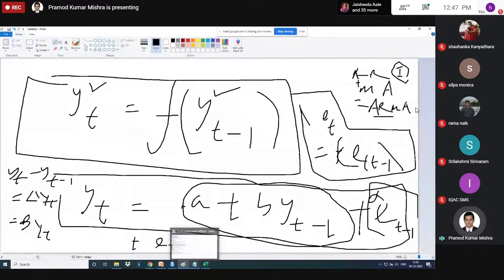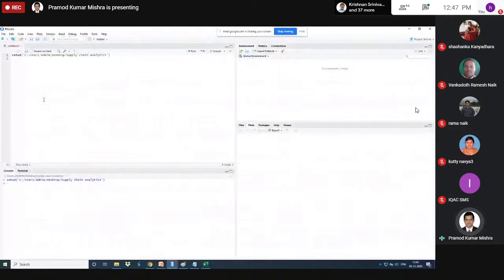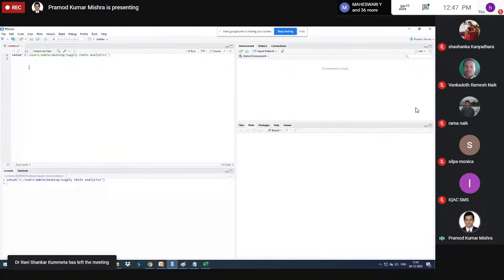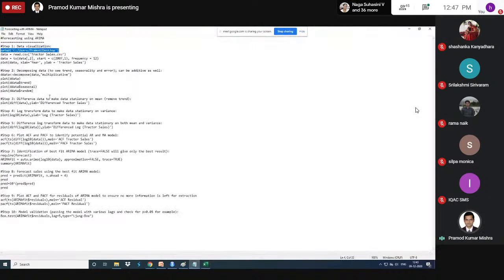So anyways, you can just try your hands with that. I'll just demonstrate how things happen. This is the little theoretical background I have given. So let me go to my R. I have set the working directory. Now I need to read the data from there, the tractor sales data set.